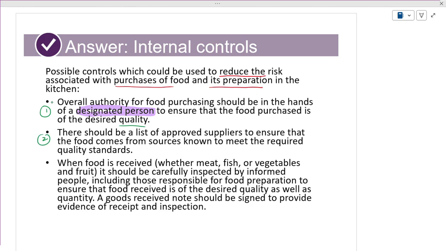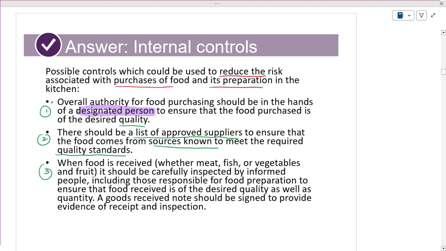Second one, there should be an approved list of suppliers. It happens whenever you are talking about purchases. It is a standard recommendation that anytime, anywhere, we have to see that there is an approved list of suppliers, to ensure that food comes from sources known to meet the quality standards. When you are placing the order, you have to place the order from the approved supplier list. Done. That is the second one.